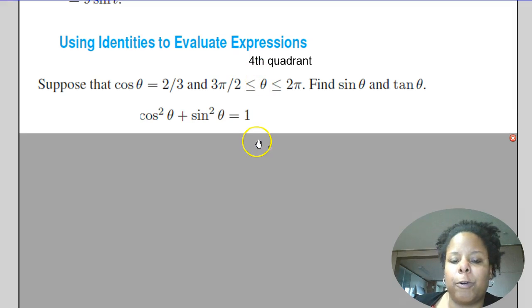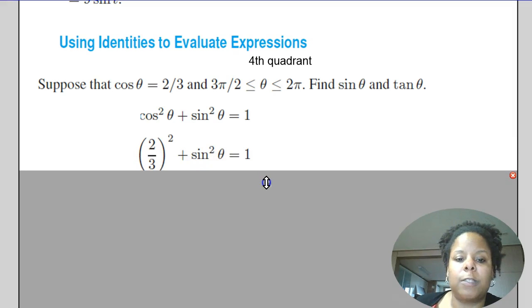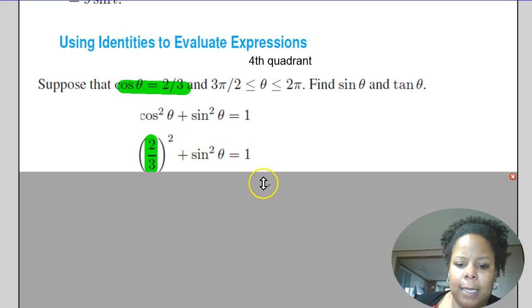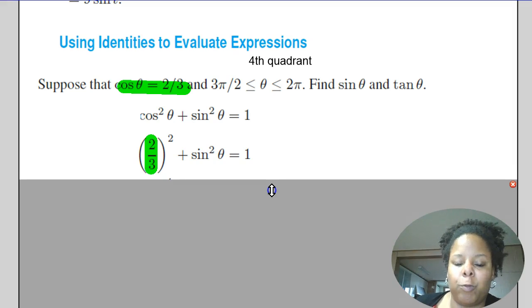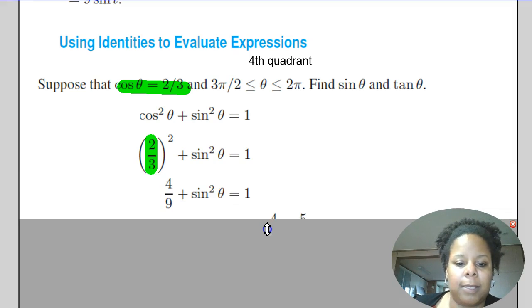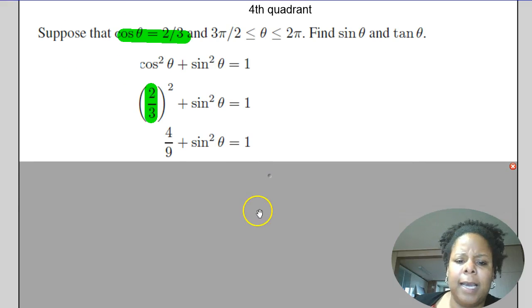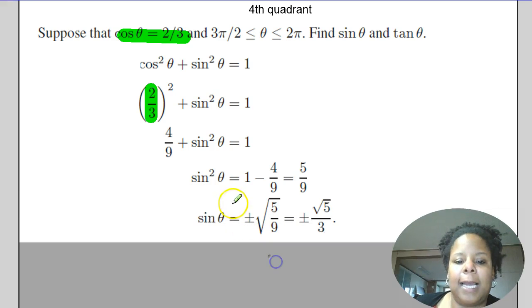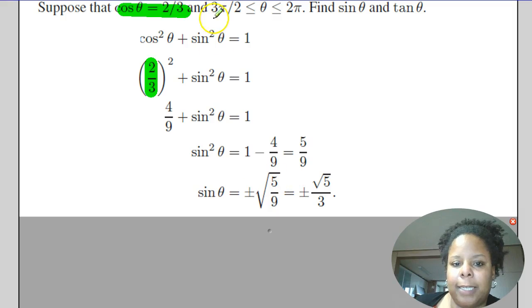Well, I know that cosine squared plus sine squared is equal to 1 from the Pythagorean identity. So since cosine of theta is given to be 2/3, then I can replace in the Pythagorean identity with what's given and end up with something that looks like this. And then to figure out what sine is, I get sine by itself. And I have an answer. That sine theta is equal to plus or minus square root of 5/3, okay?